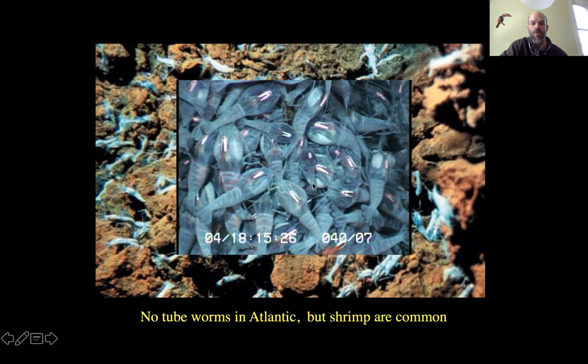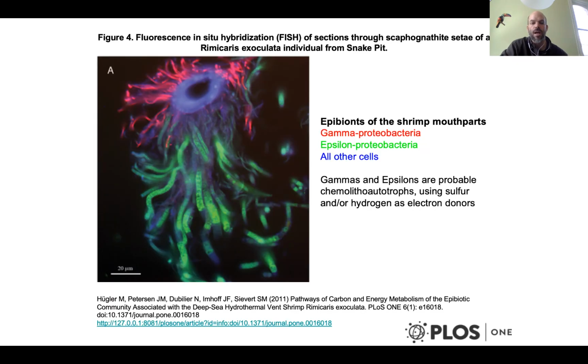Here's a real photo of shrimp on the seafloor. And they're all crowding around the source of warm, sulfur-rich water because they also have symbiotic bacteria that use sulfur as an energy source. So here is a microscope image of the mouth parts of the shrimp. And different kinds of bacteria are labeled in different colors, so you can see the diversity.